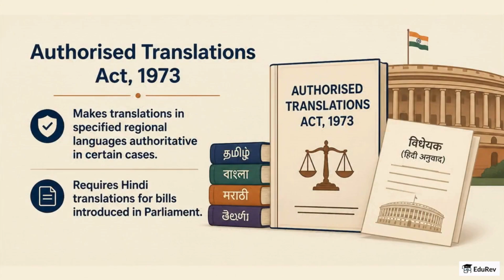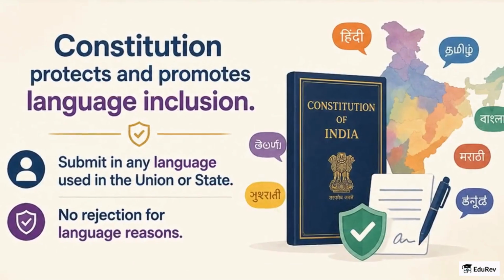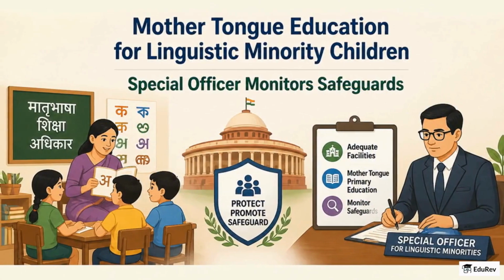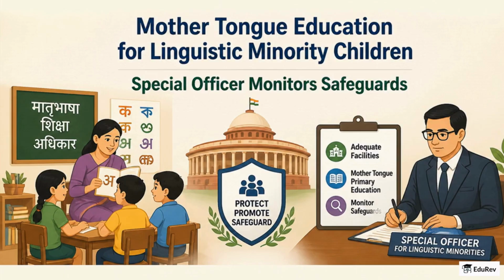The Authorized Translations Act of 1973 makes translations in specified regional languages authoritative in certain cases and requires Hindi translations for bills introduced in Parliament. Special directives in the Constitution focus on protection and promotion. Individuals can submit representations in any language used in the Union or state and not be rejected for language reasons. States and local authorities must provide adequate facilities for primary education in the mother tongue for linguistic minority children, and the President appoints a special officer for linguistic minorities to monitor safeguards.